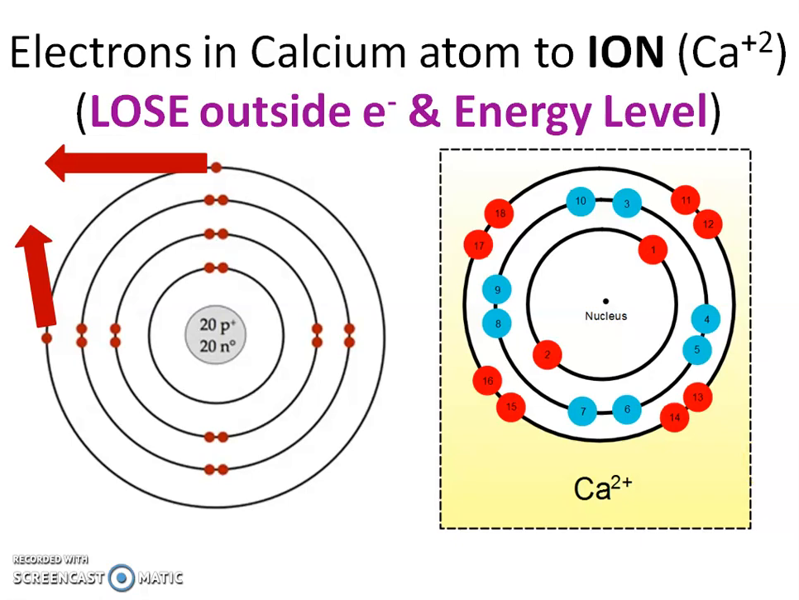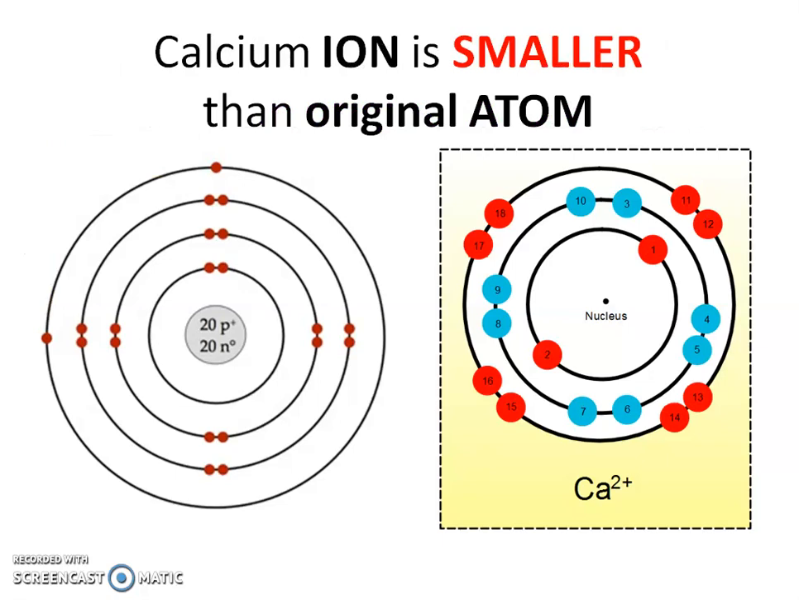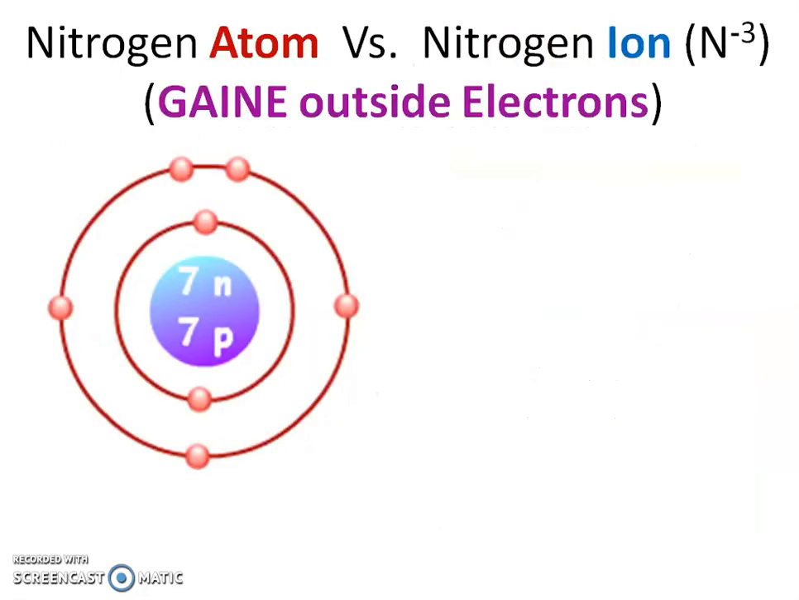Why? Because not only are you losing those valence electrons, you're losing that whole outer energy level. So again, this ion is going to be smaller than the original atom it comes from. So now let's look at nitrogen, however.